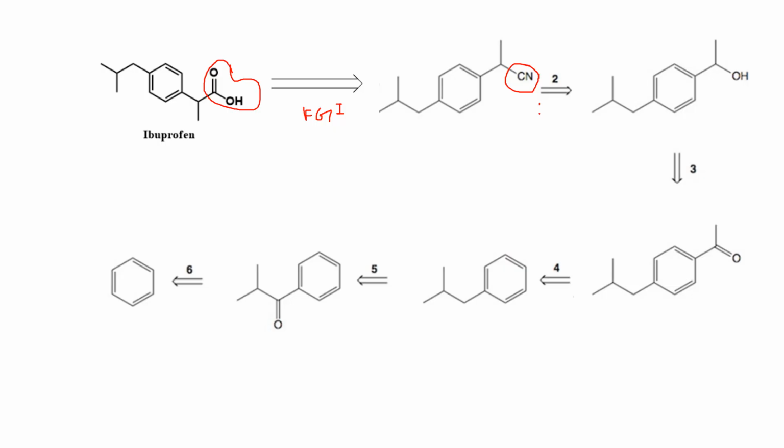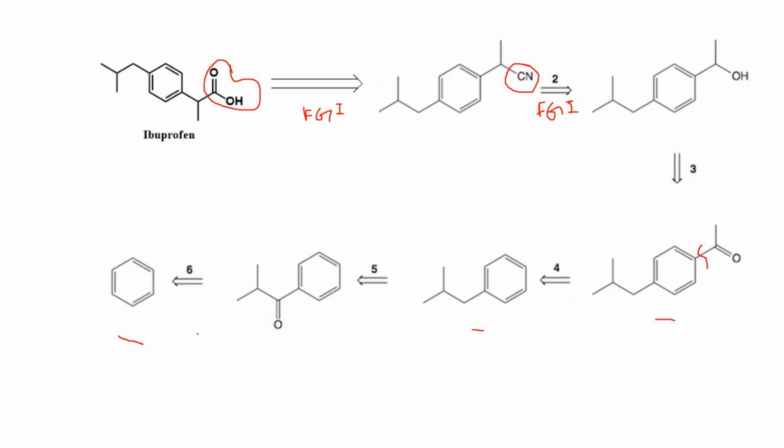In the next step, this CN group can be replaced with the OH group. Now this OH group can be generated from a ketone. Finally, this compound can be generated. This bond can be broken, and we can get this simple alkyl benzene, which can be prepared from simple benzene in this way.